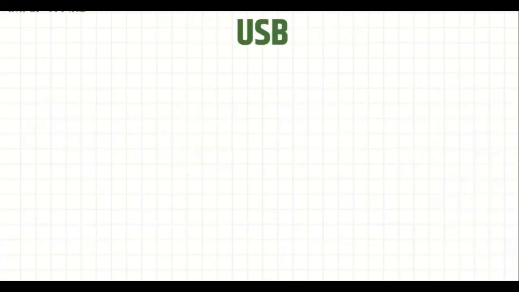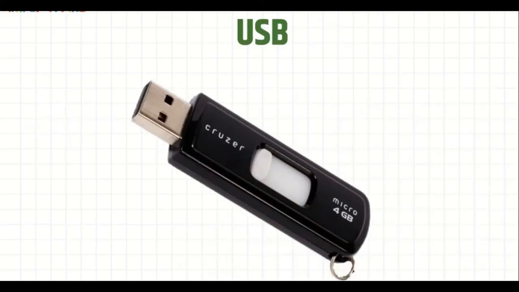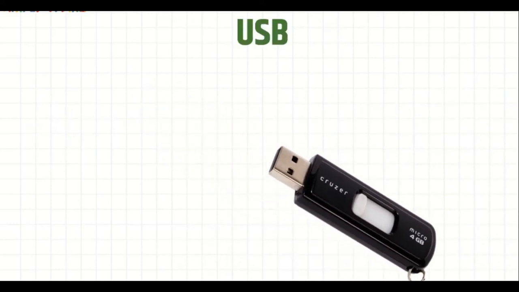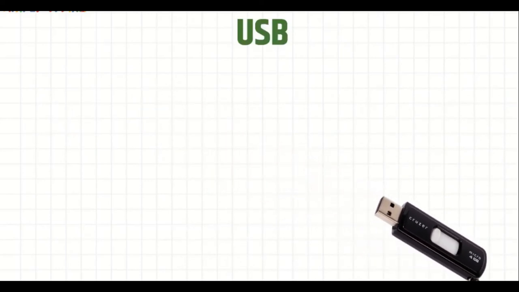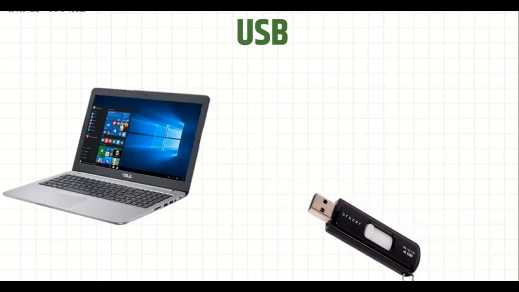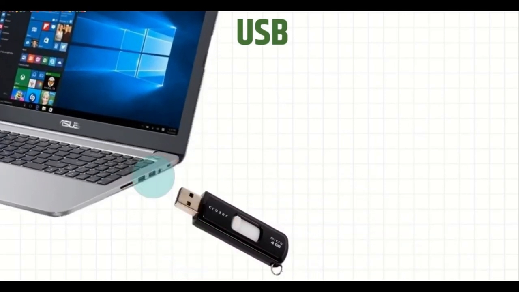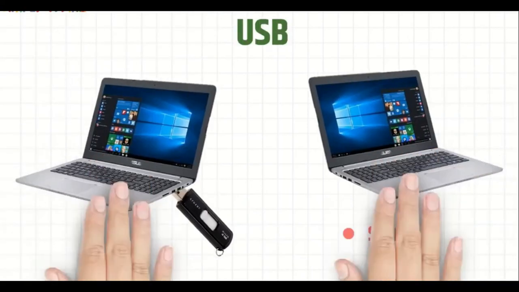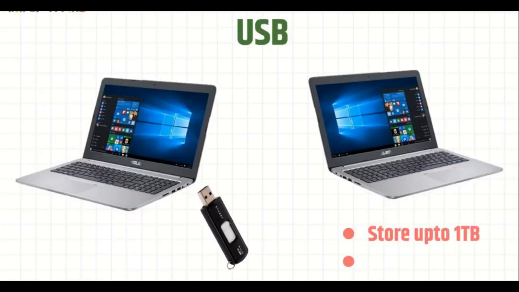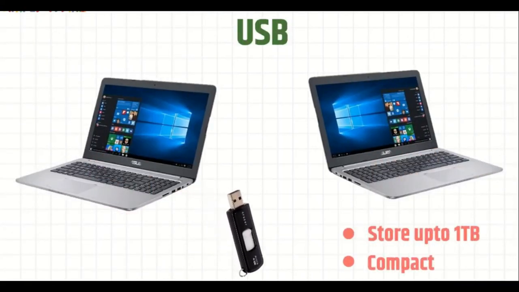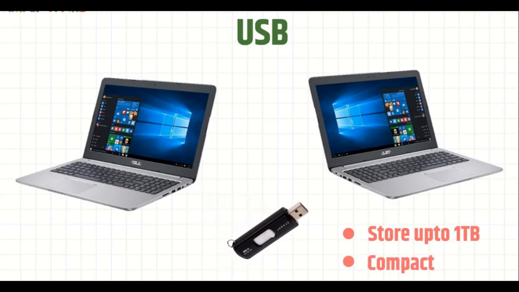Now, next is USB flash drive. The USB flash drive is a memory flash drive and is very popular nowadays. It is a small portable device that stores a very large amount of data. Pen drive is also known as flash drive. It can store up to 1 TB of data very easily.